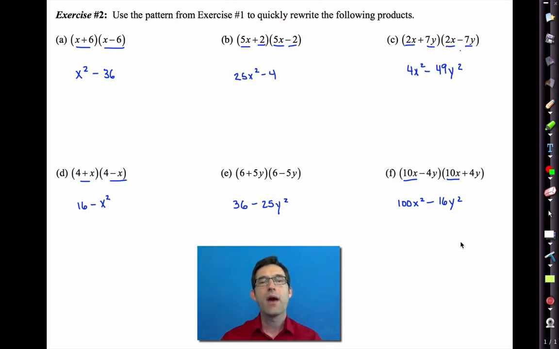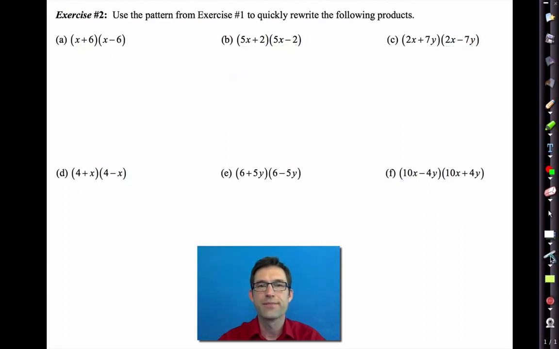Okay, now what's cool about this is just like we did in the last lesson, we can now reverse this. And we can look for a form that looks like a squared minus b squared and factor it into the product of two conjugate pairs. That's what we're going to do next. Pause the video now. Take a look at these, compare them to your answers, and then we'll move on. All right, let's do it.